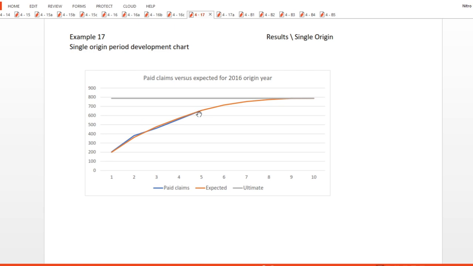We don't normally get perfect alignment here, but we should be seeing a broad mirroring of shape. We need to flip through lots of these single origin period charts to get comfortable that historical patterns are stable and that our modelling is replicating them well.